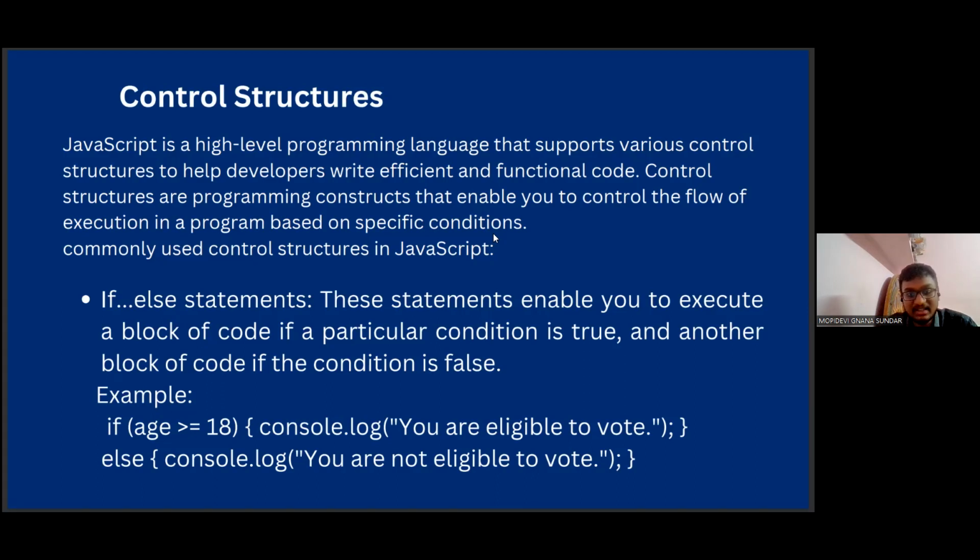If the age is greater than or equal to 18, we say that he is eligible to vote. So if at any particular stage we want a particular condition to happen, then we can use the if-else statements. If it is true, one thing will happen. If it is false, another thing will happen.